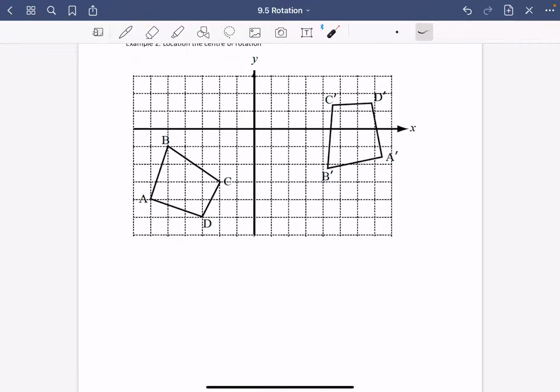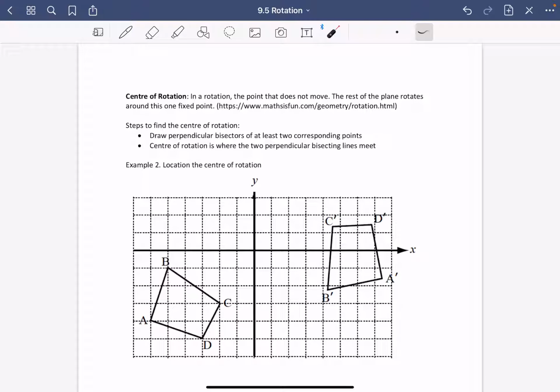Okay, next example. Center of rotation. So in a rotation, this point, this center of rotation does not move. What moves is the rest of the plane. Okay, so everything else on your plane will rotate around this point, but this point itself does not change. So how do we find the center of rotation?